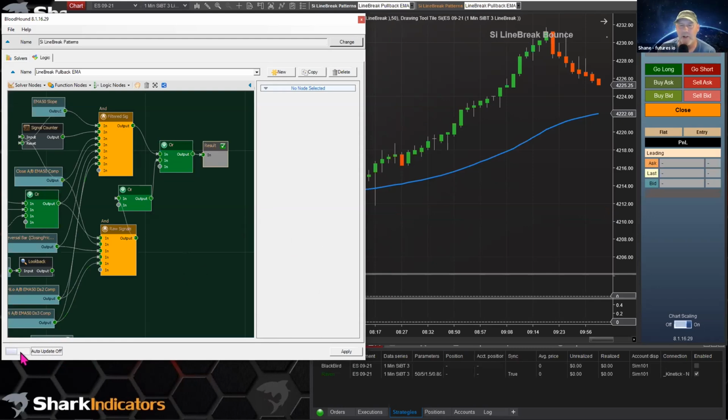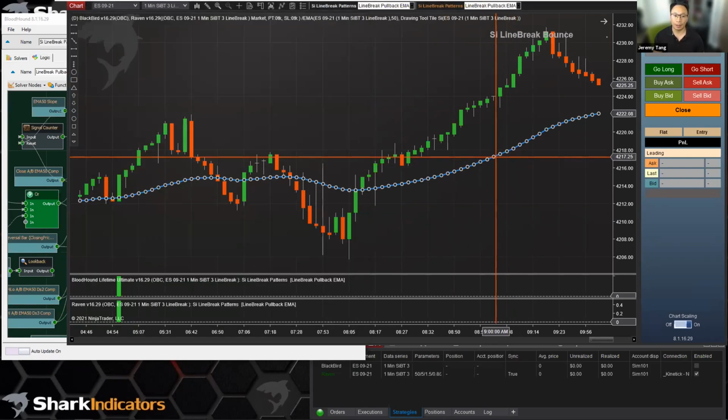Excuse me. There's actually a follow-up to that from him. He said he was referring to indicators on the chart, not in the BloodHound. Yeah, so the indicators on your chart are actually separate. The visual indicators that you see on the chart are ones that you're adding manually, and they're actually separate from the indicators that BloodHound is keeping internally.